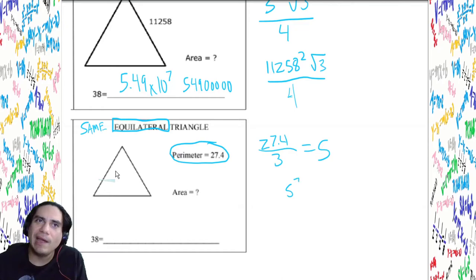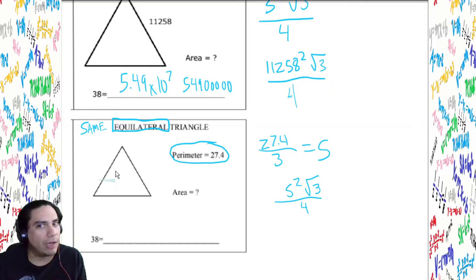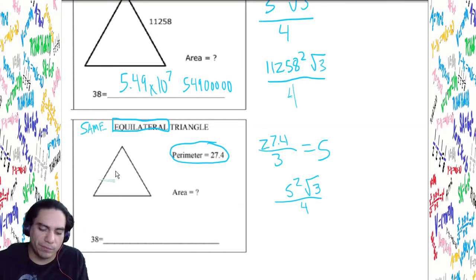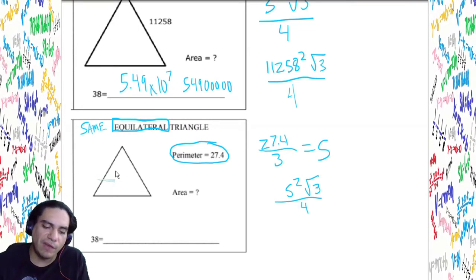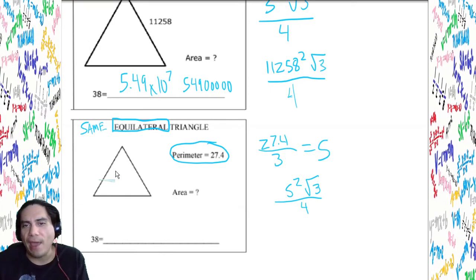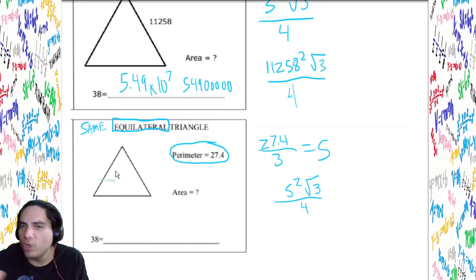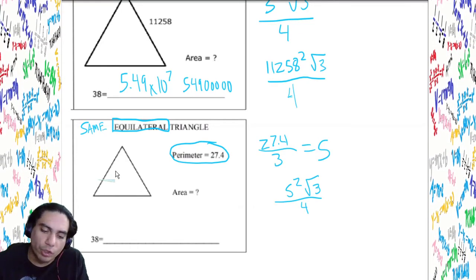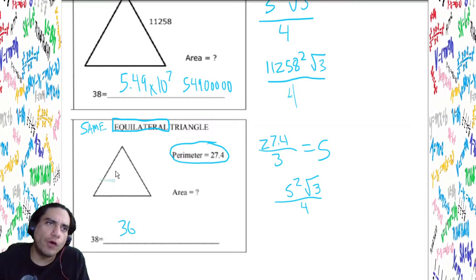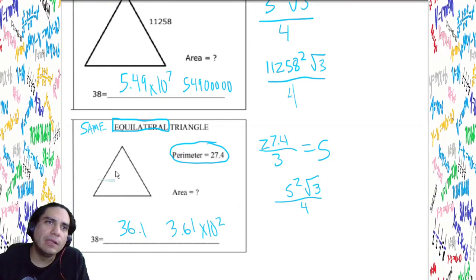Then we're going to use side squared times square root of 3 divided by 4. Make sure it's a 3, not a 2. So let's do it. 27.4, enter, 3, divide. Now I got 9.13 as the equilateral triangle side. Now we square it, and I got 83.4-ish. Then we multiply by the square root of 3 and divide by 4. And we got ourselves a beautiful answer: 36.1, or 3.61 times 10 to the second.